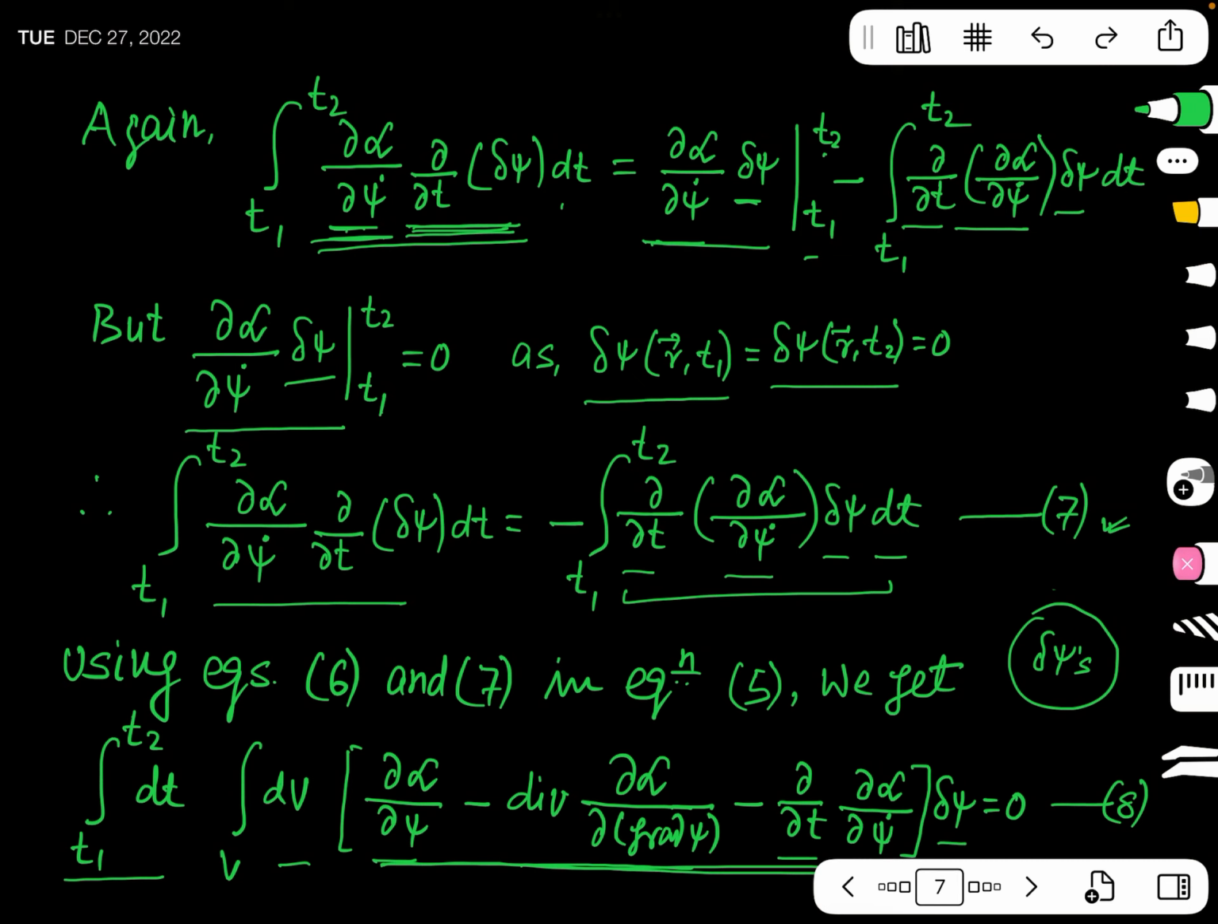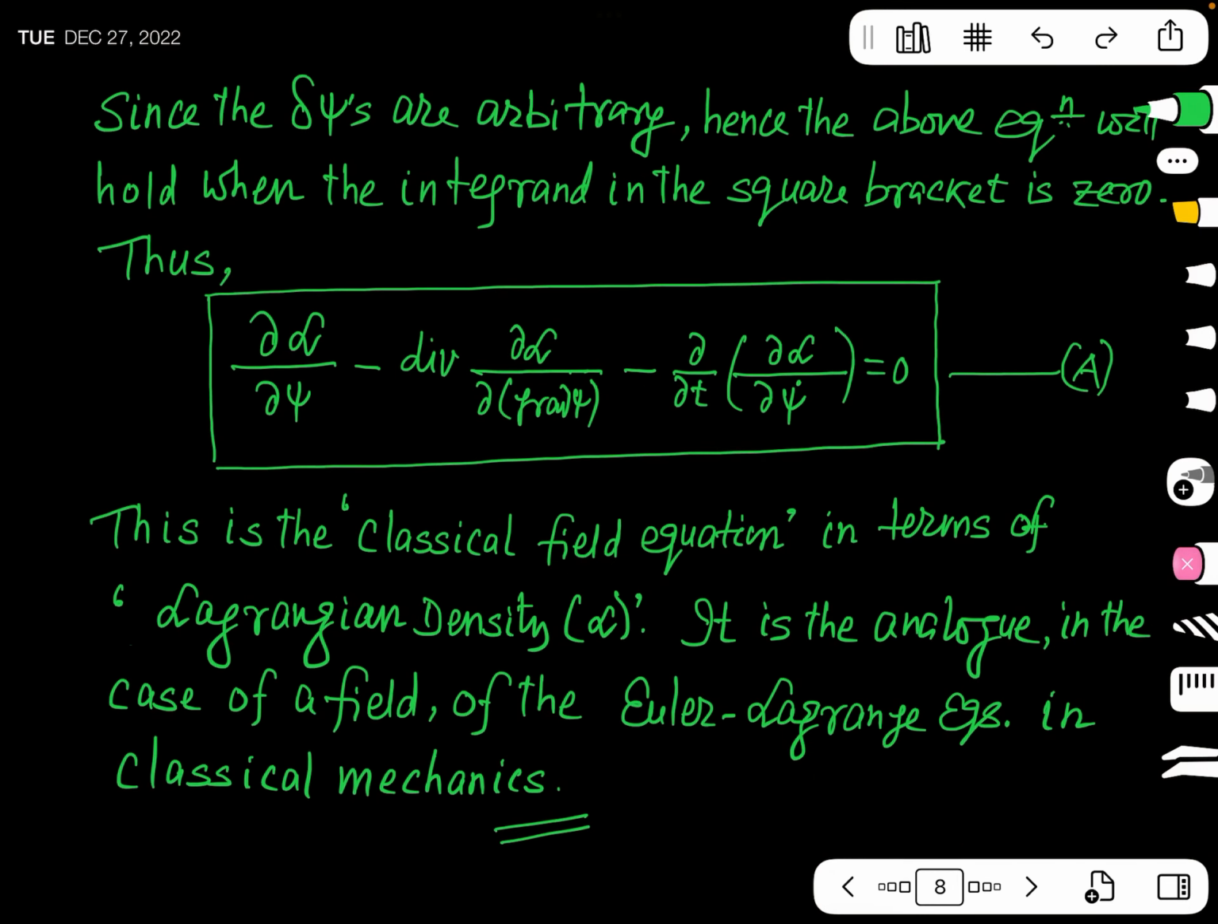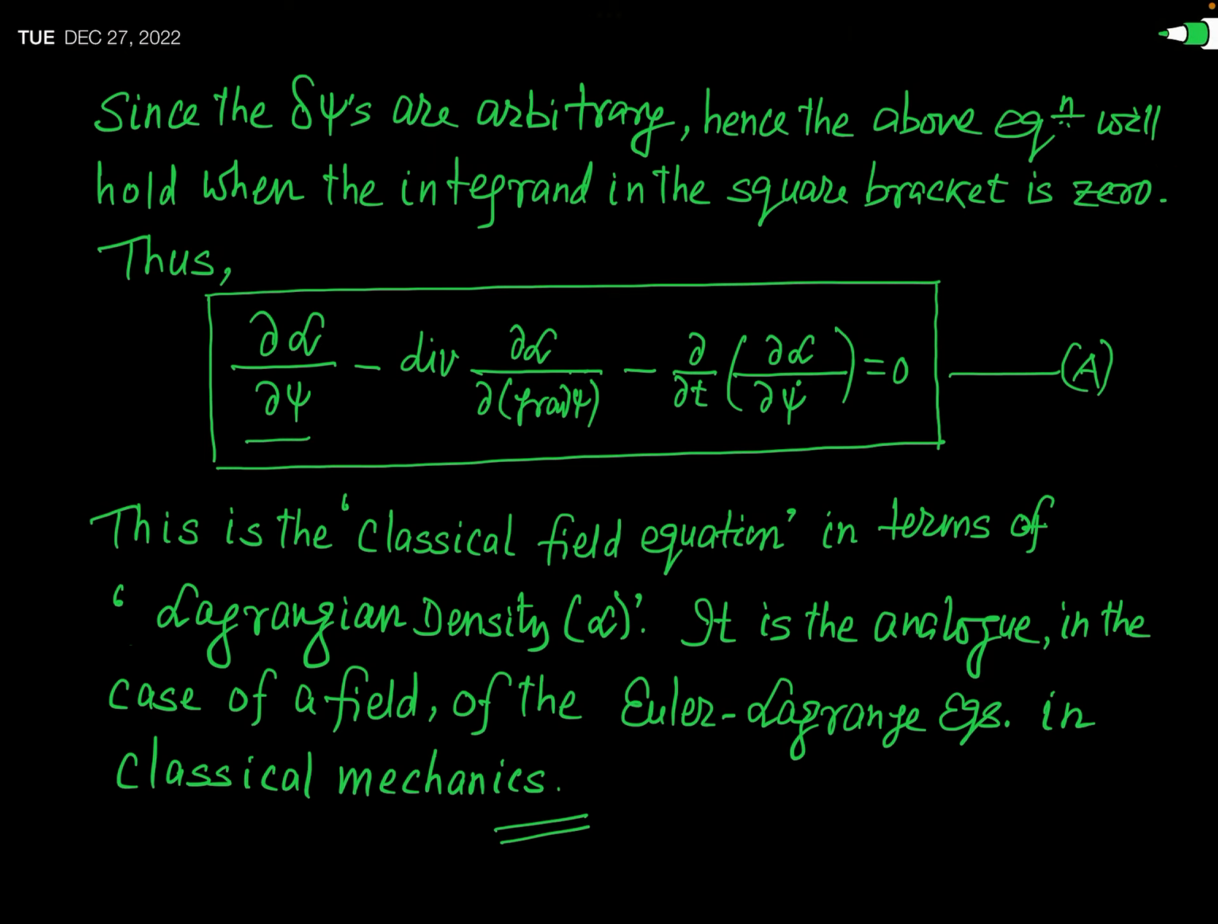So let us equate the integrand inside the square bracket to 0. That is del L by del psi minus divergence of del L by del grad psi minus del t del L by del psi dot equal to 0. This equation, which we have obtained in terms of the Lagrangian density, this curly L, is called the classical field equation.